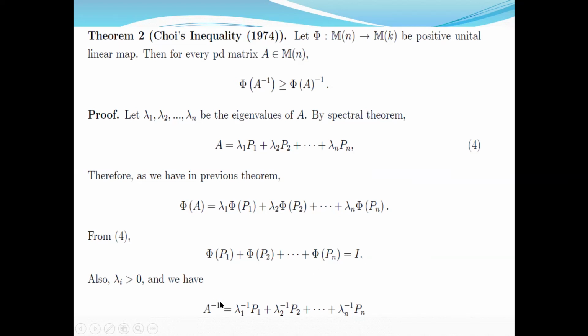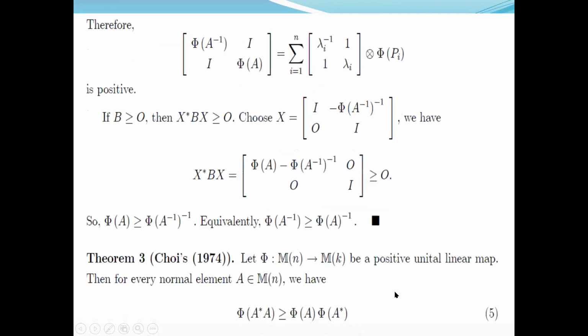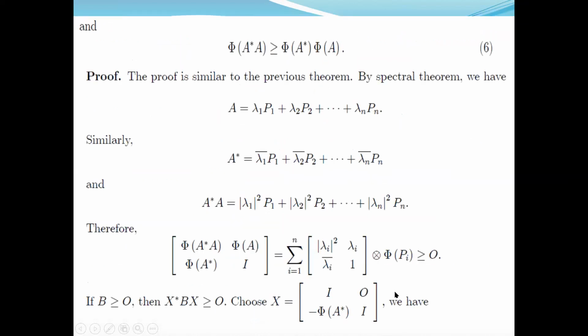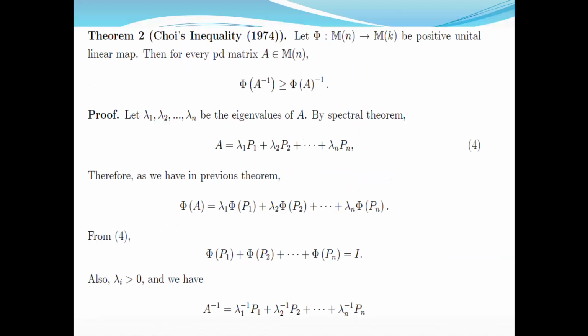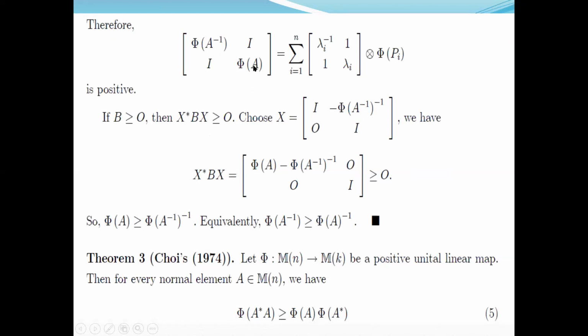Also, the eigenvalues of A inverse are lambda 1 inverse, lambda 2 inverse, up to lambda n inverse. So we can write A inverse in this form. Now again apply phi to this, and using the same argument as above, we have phi of A inverse, phi of A, identity, equal to this tensor product of these two matrices. Now both are positive semi-definite because the eigenvalues are positive and the determinant is non-negative. So this is also positive semi-definite.